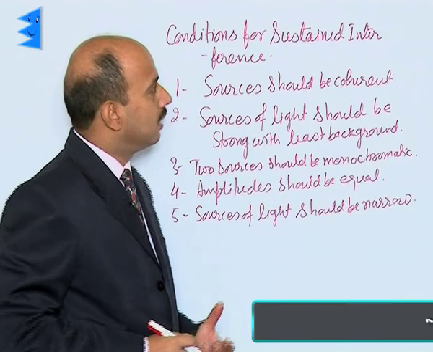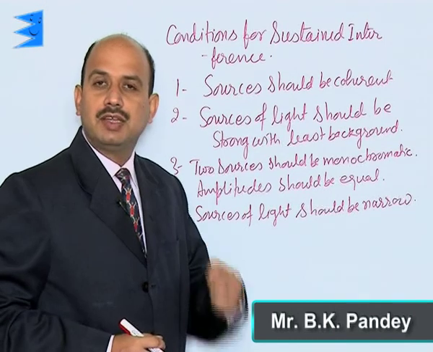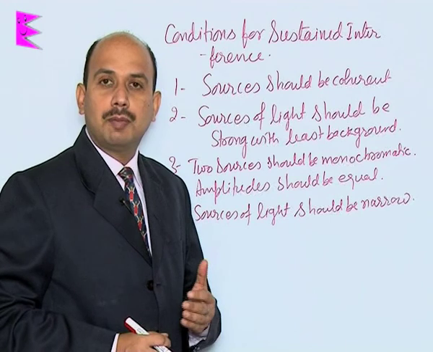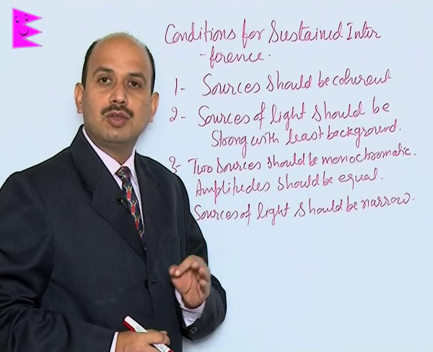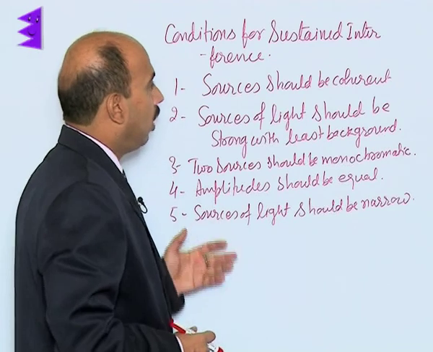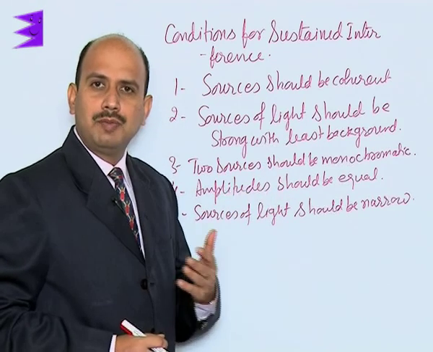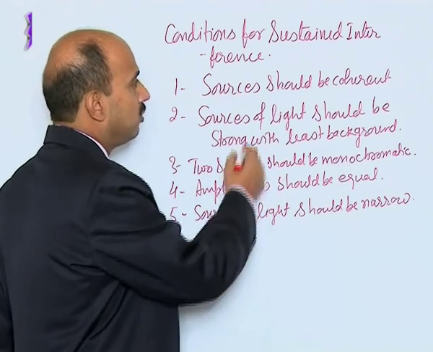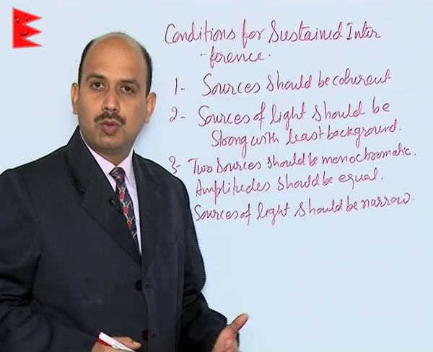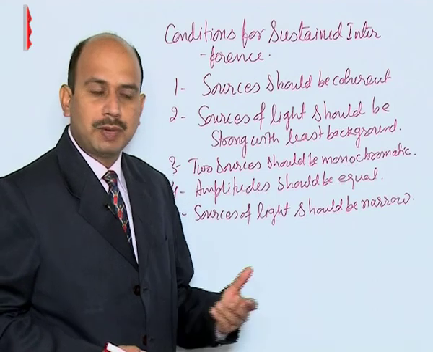Now see here, what are the conditions required for the sustained interference pattern? Sustained interference pattern means there is an excellent contrast between the bright and dark fringes. These are the main conditions we have already discussed. First, the sources should be coherent. The two sources of light which you have used must be coherent, then you can get a proper interference pattern.